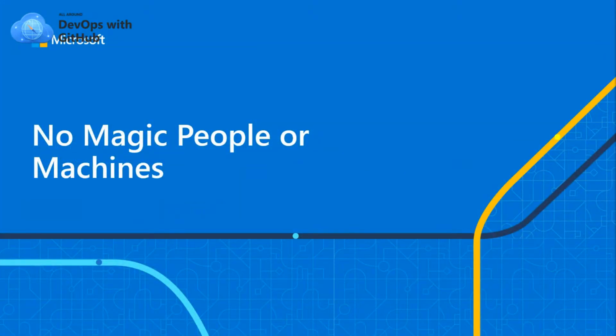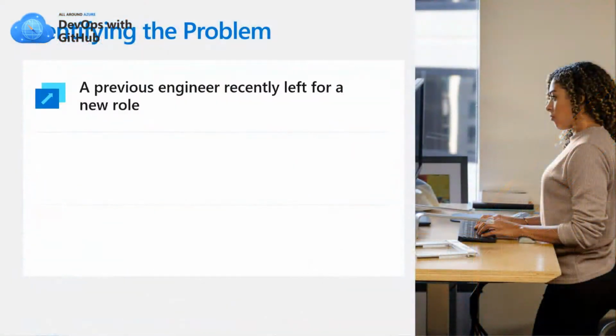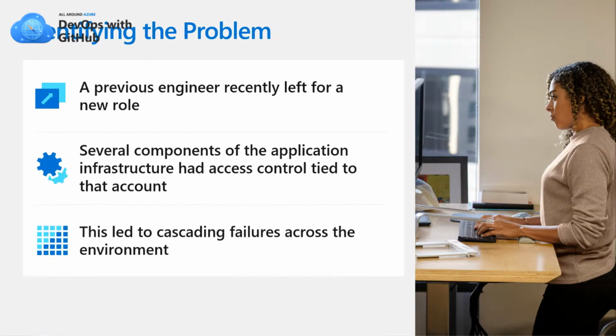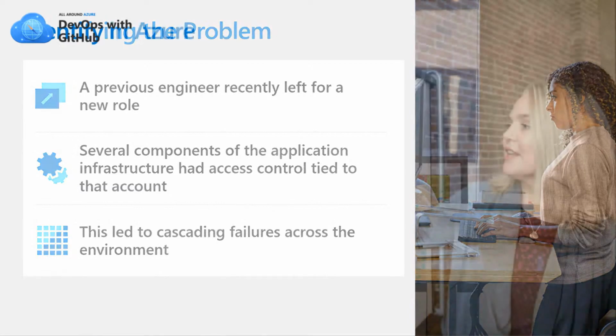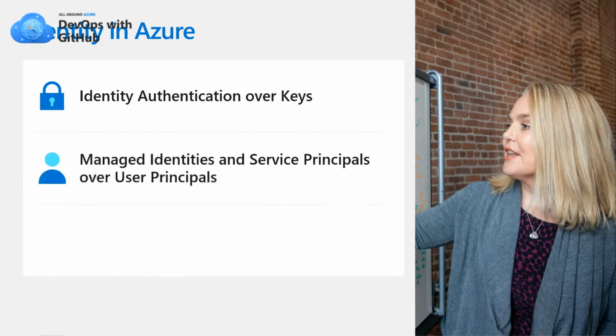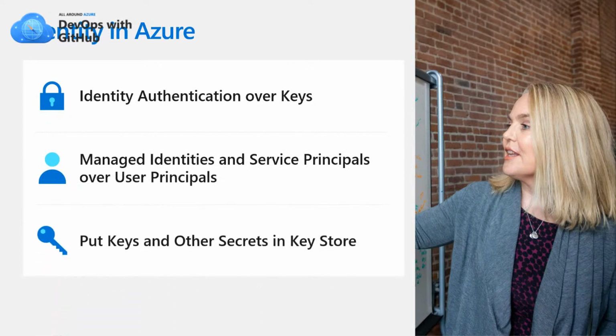So let's take a look at what happened. The previous engineer went for a new role. Several components of our app infrastructure were somehow tied to that account. Our site, and with that our business, went down, and we rely on that. We want to solve this authentication centrally and let go of passwords, keys, tokens. We want to remove the dependencies on human accounts, and we need to keep secrets just what they are, secrets, in a central place and be able to manage them, no matter which person leaves.